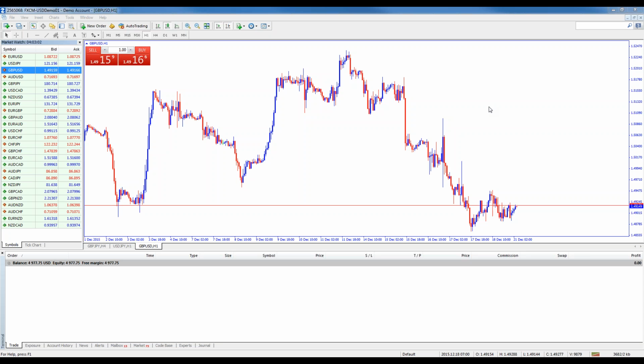So far, what we talked about is what is Forex, what are the major pairs and crosses, what is a pip, what's a lot size, what's a spread, and we'll get into the other things going forward.